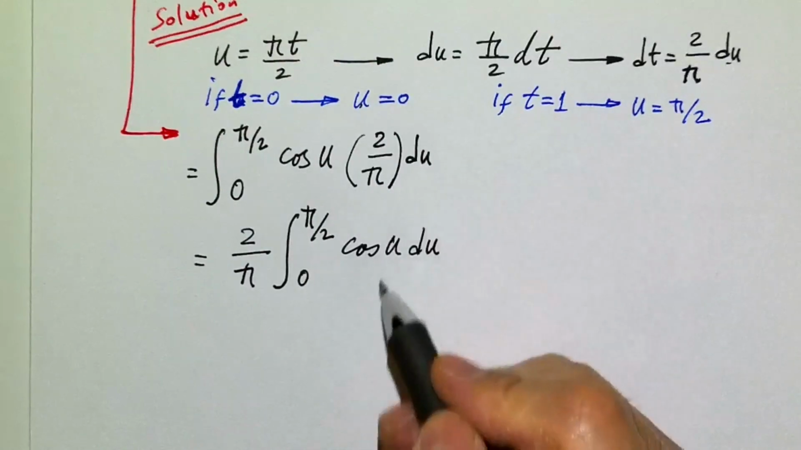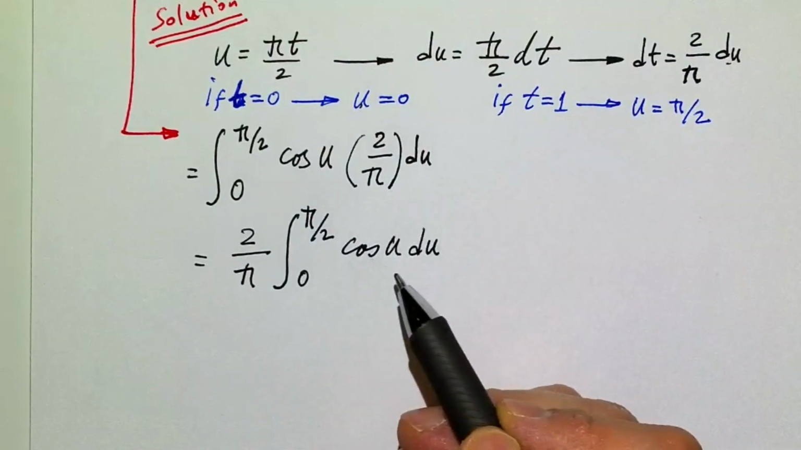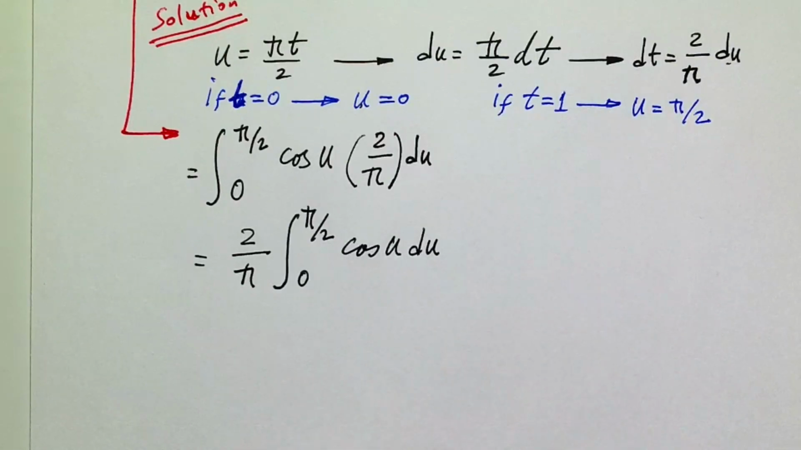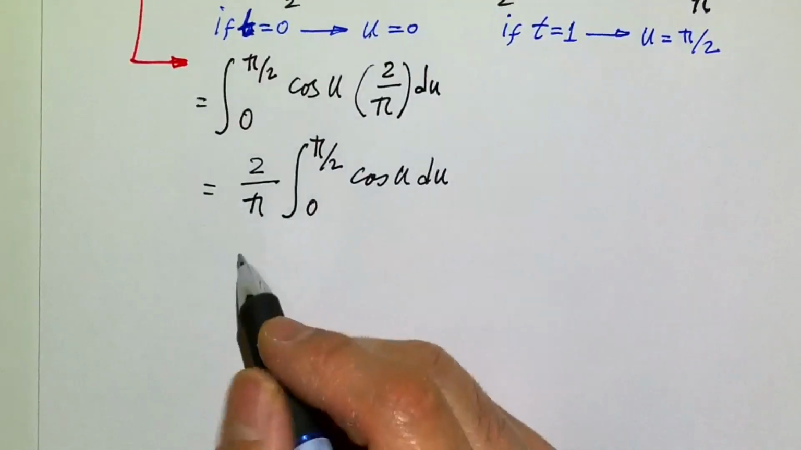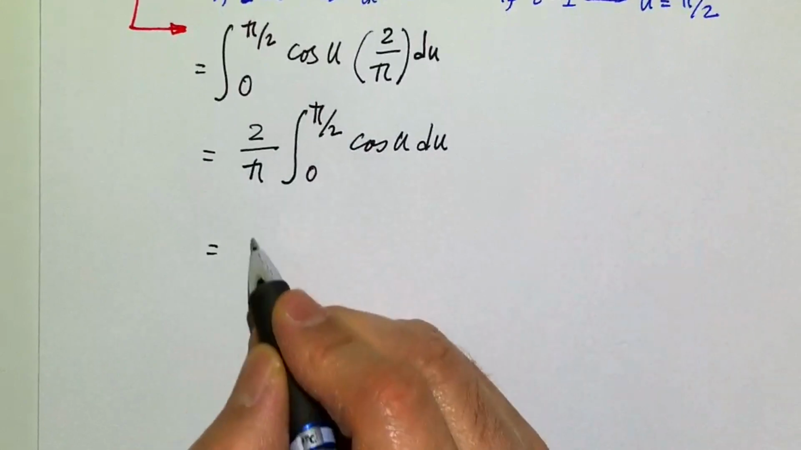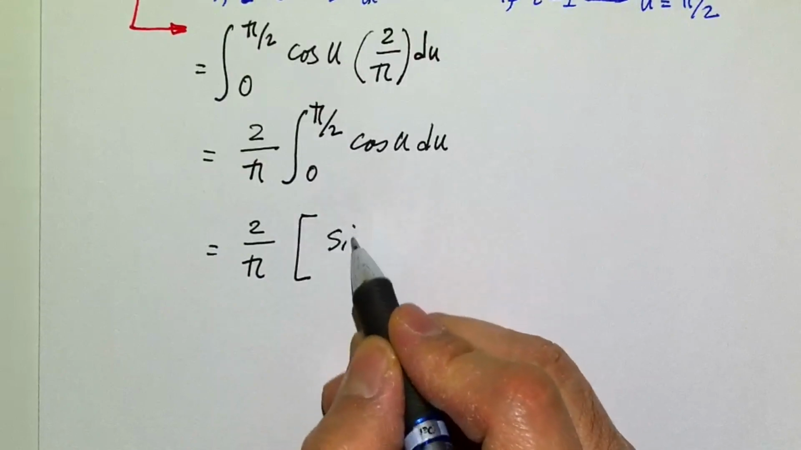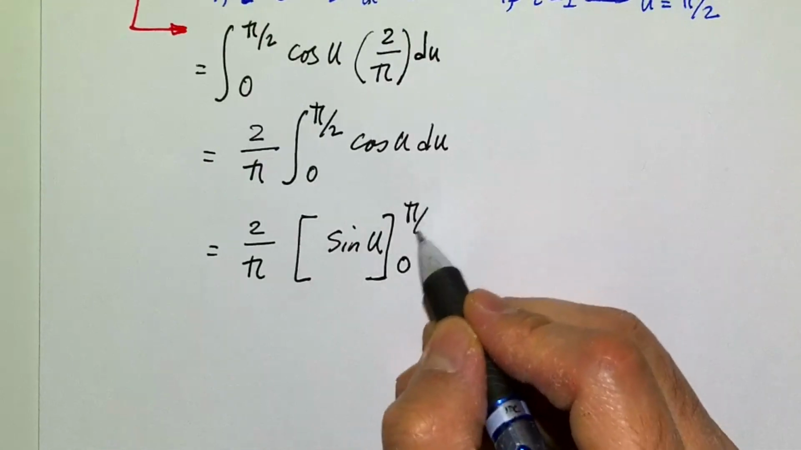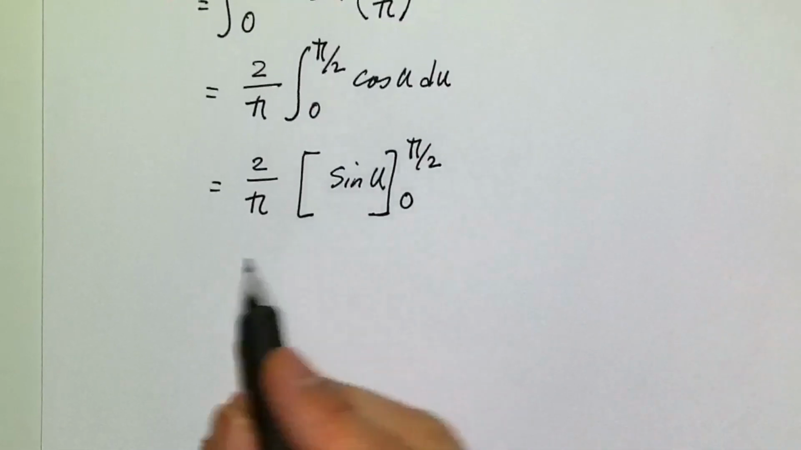Now, how easy is that to integrate? Very easy, right? The integral of cosine of u is just sine of u. Take the derivative of sine of u, you get cosine of u. So continuing, we have 2 over pi times sine u going from the lower limit 0 to the upper limit pi over 2. Then the rest is easy. You can just plug in.